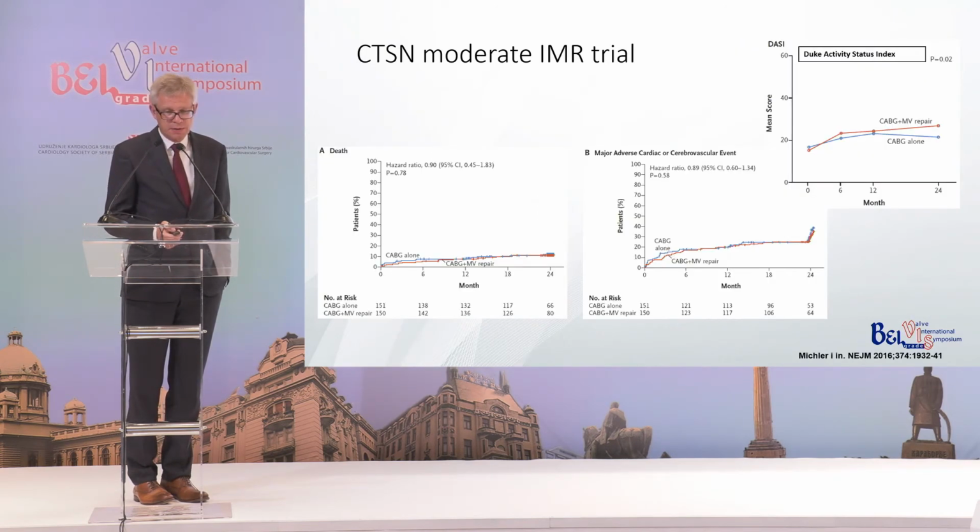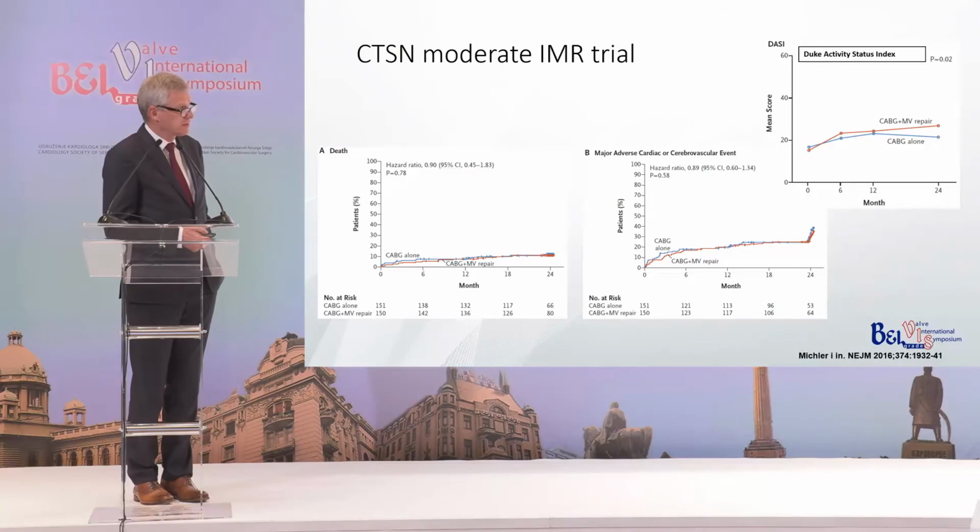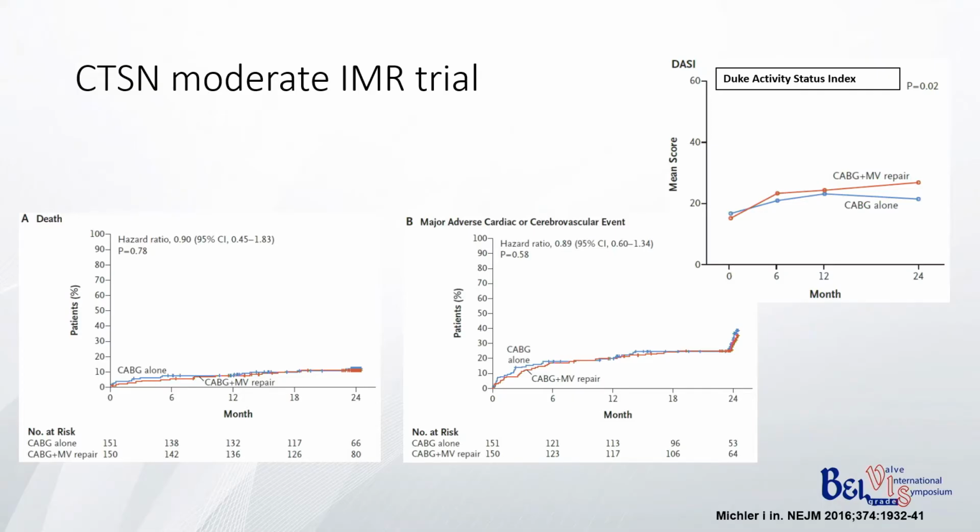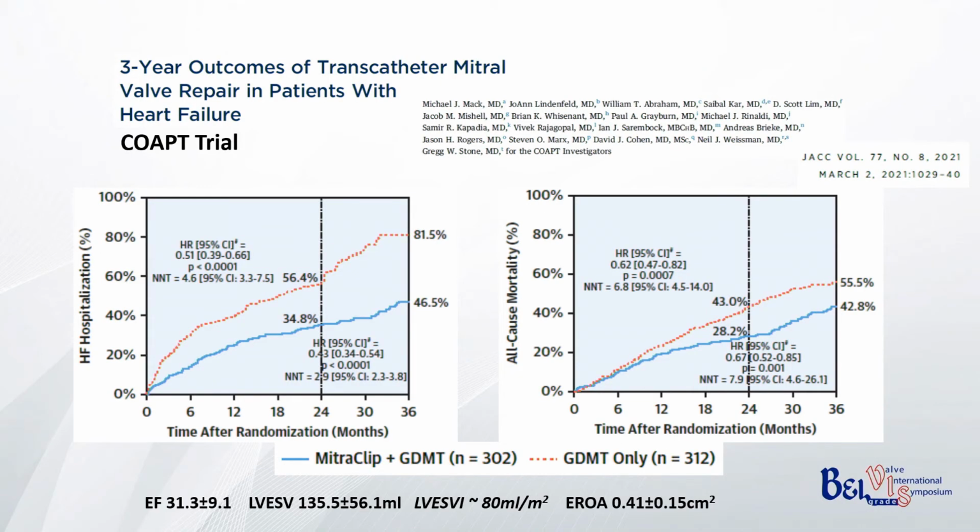And on the other end, no difference in survival, but this was obviously not the primary endpoint at 2 years. And on the other end, you have this COAPT trial with a severe mitral regurgitation that showed sustained benefit at 2 years. And here ERO really was around 0.4, as you can appreciate again.